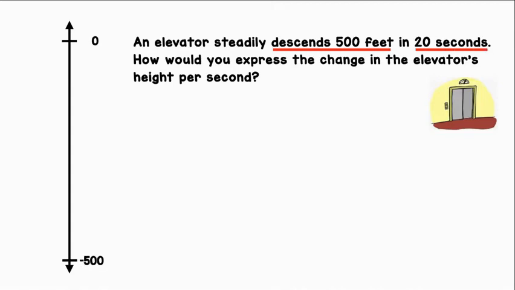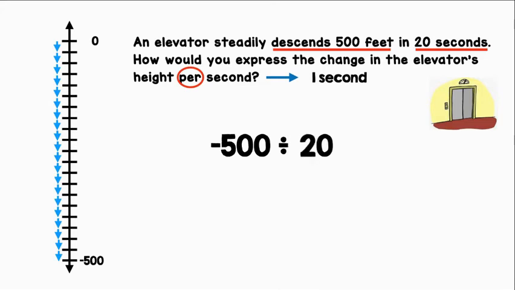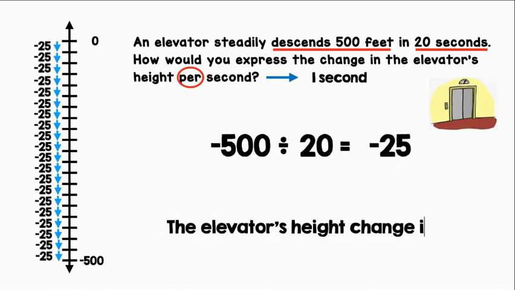This happens in 20 seconds. So let's make 20 equal groups. The question is asking for the change in height per second. So the change in height in 1 second. We can represent this as negative 500 divided by 20 because we're splitting it into 20 equal groups. This will give us negative 25. The elevator's height change is negative 25 feet per second.